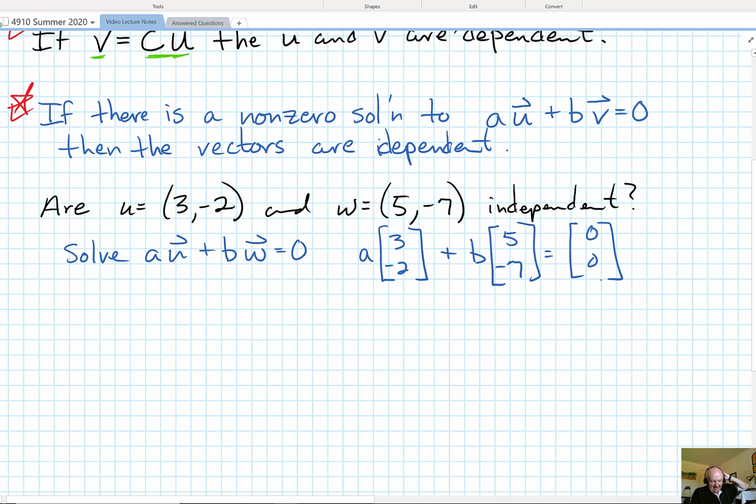So 0 as in the vector 0. You want to solve that. Well, what does that turn into? That just turns into this system: 3a plus 5b equals 0, and minus 2a minus 7b equals 0. So I want to solve that, and we have all kinds of ways to solve that.